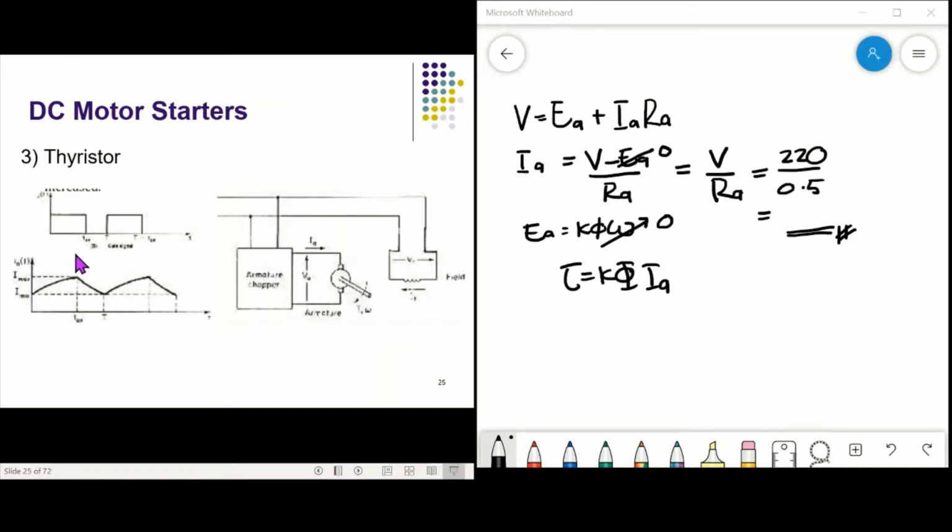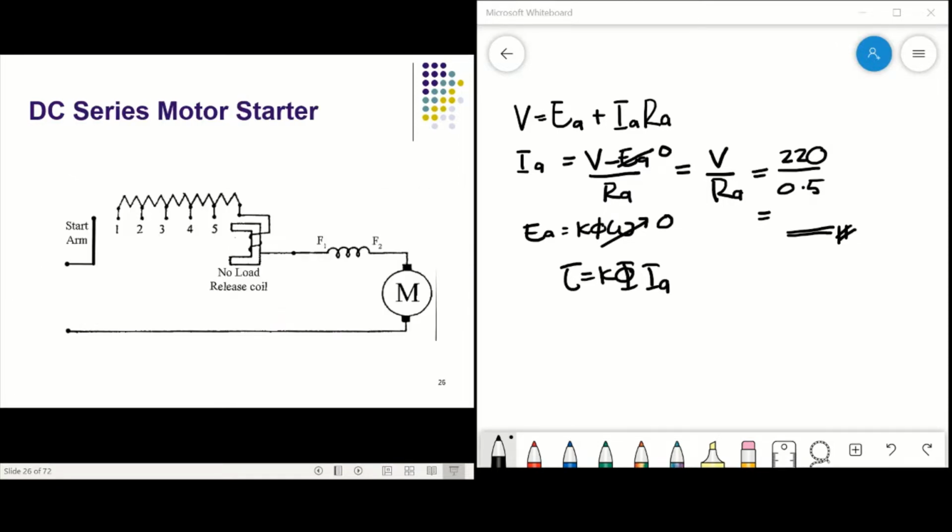Next we have a thyristor motor starter, which means that we control the armature current by this chopper. We connect the terminal of the DC motor with the armature chopper. And then the last one is the DC series motor starter. This is the very basic connection of the DC series motor starter.